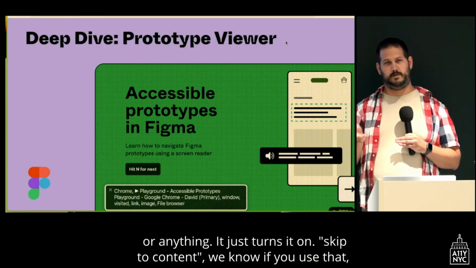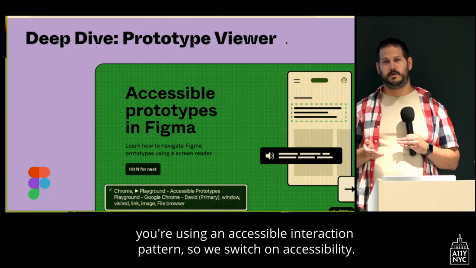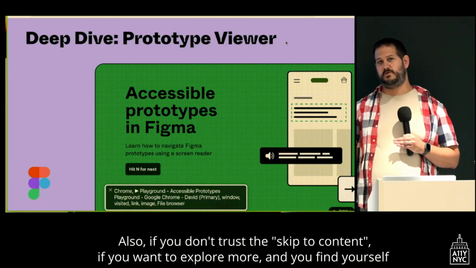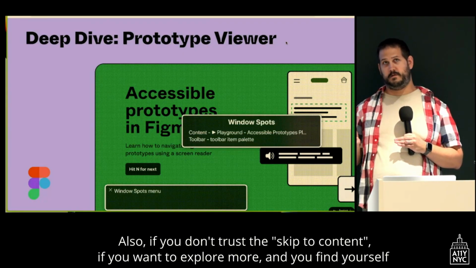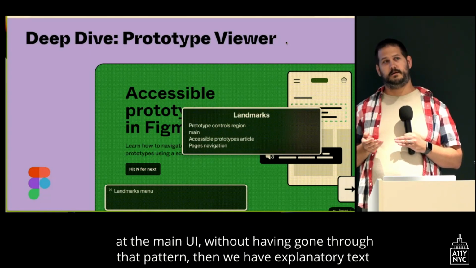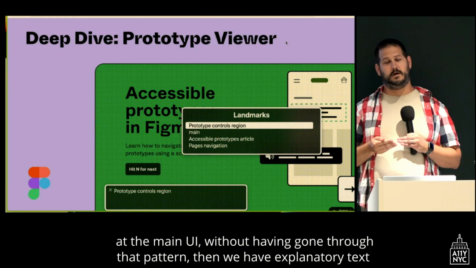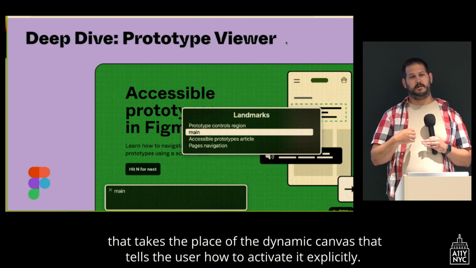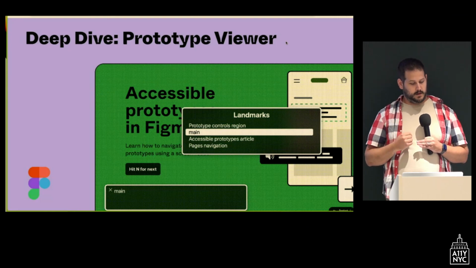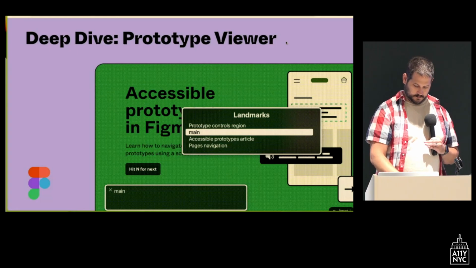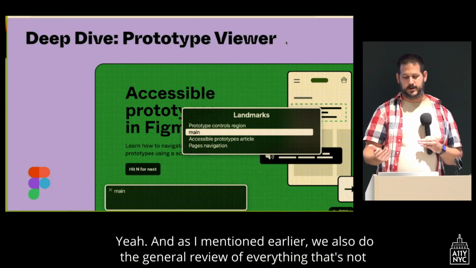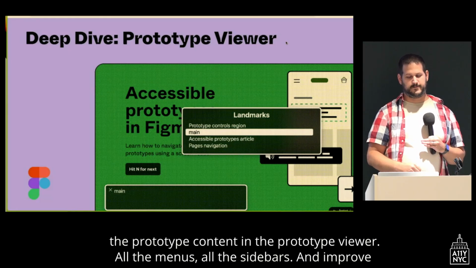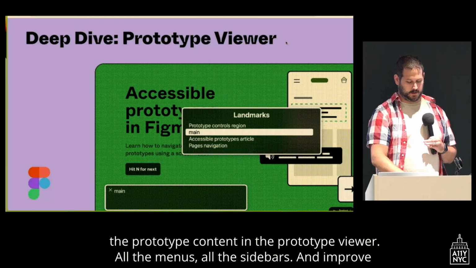Skip to content. We know that if you hit that, you're using an accessible interaction pattern, and so we switch on accessibility. Also, if you don't trust the skip to content, if you want to explore more and you find yourself at the main UI without having gone through that pattern, then we have explanatory text that takes the place of the dynamic canvas. That tells the user how to activate it explicitly. And as I mentioned earlier, we also did a general review of everything that's not the website content, like the sidebars and the menu, and improved the accessibility there.